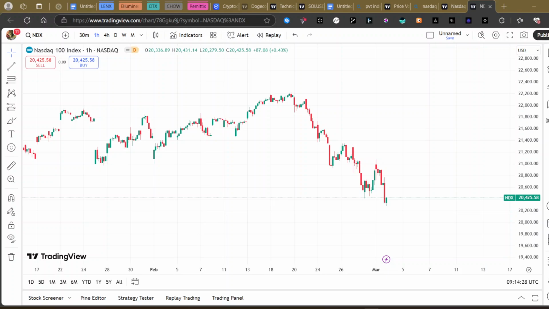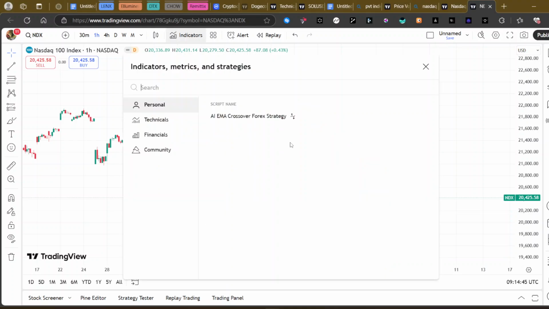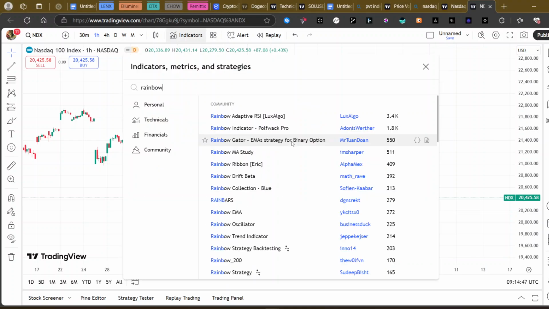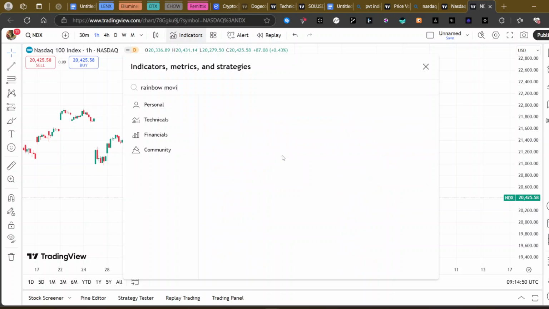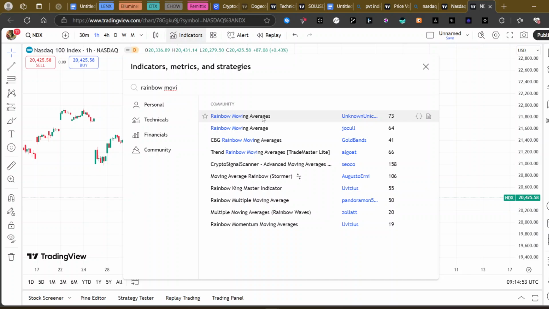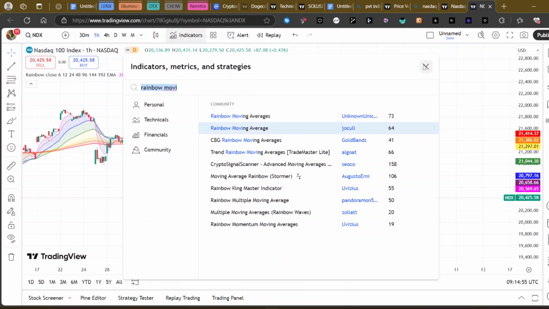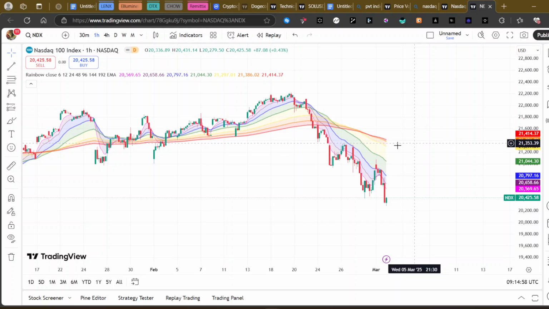Have you ever struggled with trend confirmation? Do you find yourself second guessing your entries and exits? Well, in this video, I'm just going to be breaking down one of the most visually powerful indicators in trading, and that is the rainbow moving average. Now, this tool helps you filter out noise, spot strong trends, and time your trades with better accuracy.